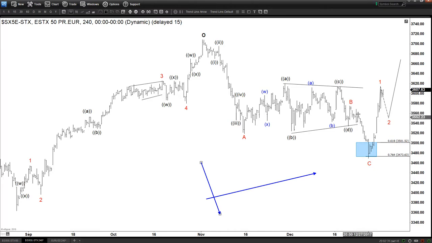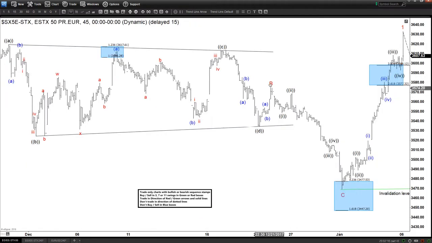Now it's kind of hard to see in the subdivision here in the 4-hour chart, but if I downgrade to the 1 hour, you can see in the subdivision here, this is the triangle, and this is the wave B, and then this is a clear 1, 2, 3, 4, 5. Okay, so it is an impulse.